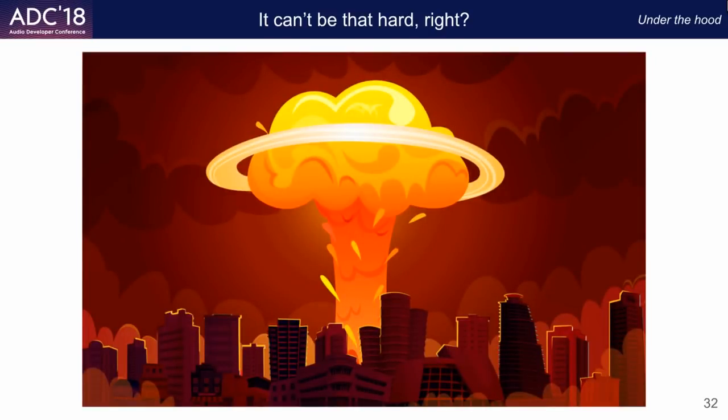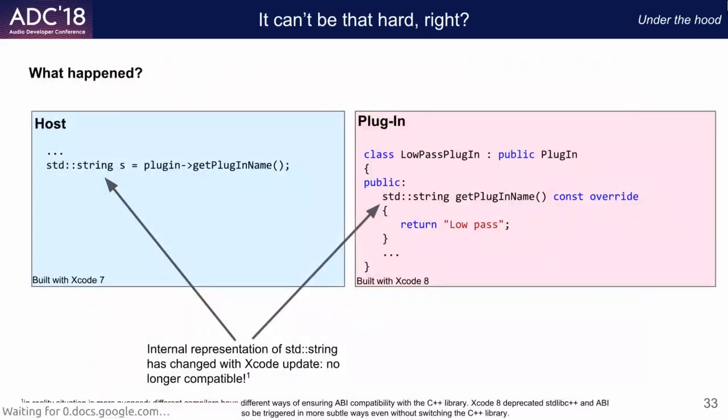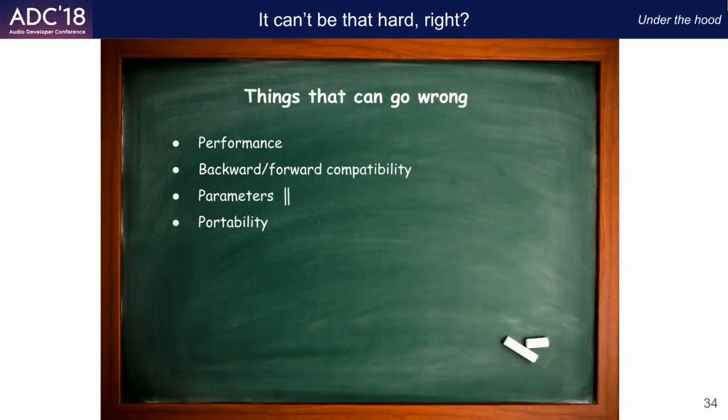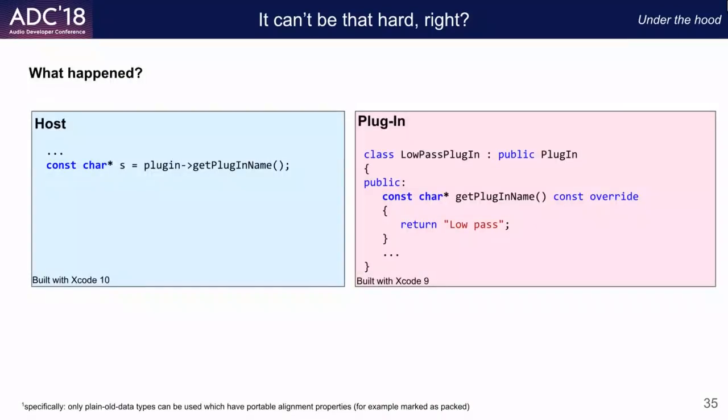Of course. So what just happened when you updated Xcode? Well, you were using std::string as the plugin name, right? But when you updated Xcode, it actually updated your C++ version, and so the C++ standard library now has a different internal representation of strings. So when you try to do this, the way a string is stored in your host is now different than in your plugin, and so you'll most likely get crashes. So portability, let's give that another mark.